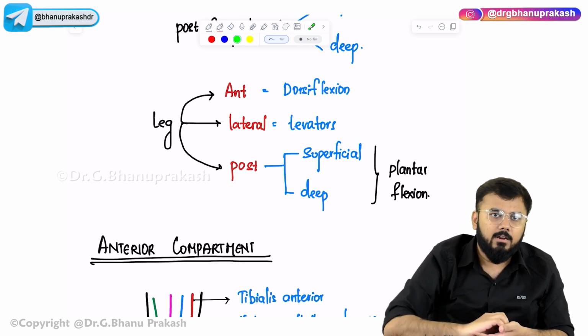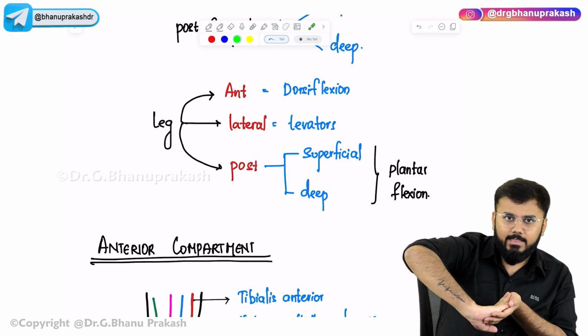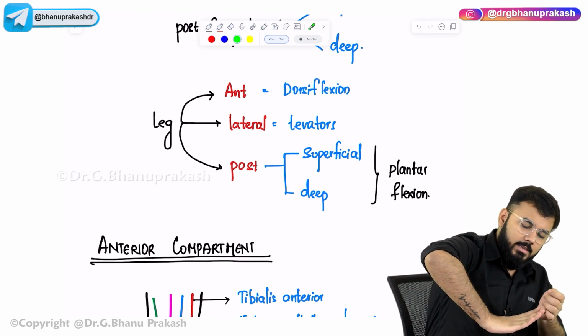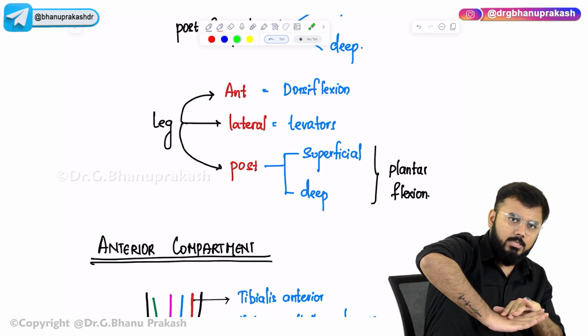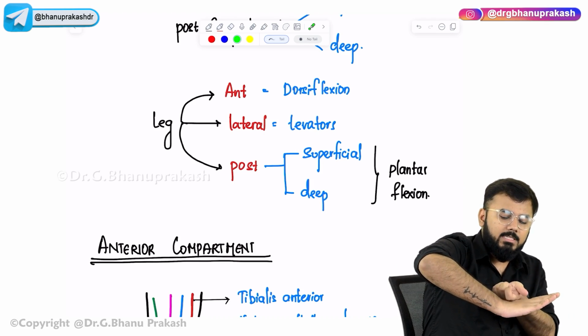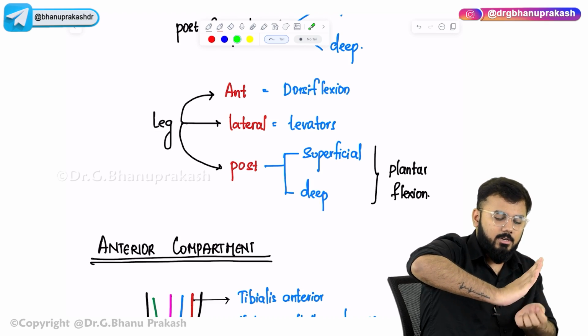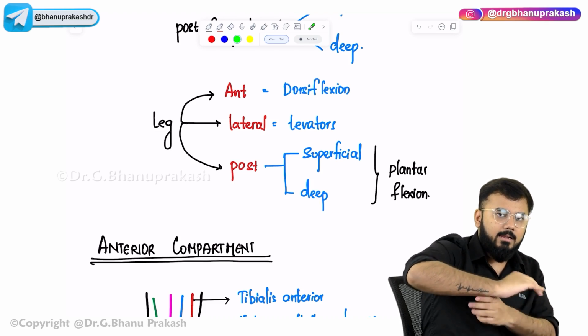This is called plantar flexion. So if you look at the leg in this way, right? So if this is the leg over here, this is the dorsal side of the leg, this is the plantar. If the muscles I'm contracting here, there is dorsiflexion. If I'm contracting the muscles here, there is plantar flexion.